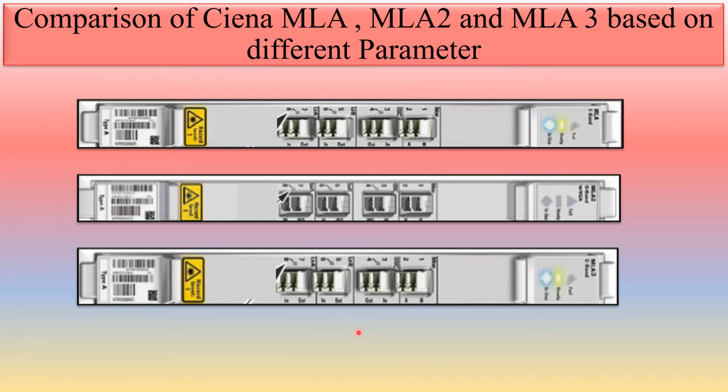You can see here there is a similarity between MLA, MLA2 and MLA3. They have the same number of ports, the same description, the same physical representation and the same physical dimensions also. The only difference between MLA, MLA2 and MLA3 is some gain and some output parameters or output power. We will discuss all these things in the next few slides.